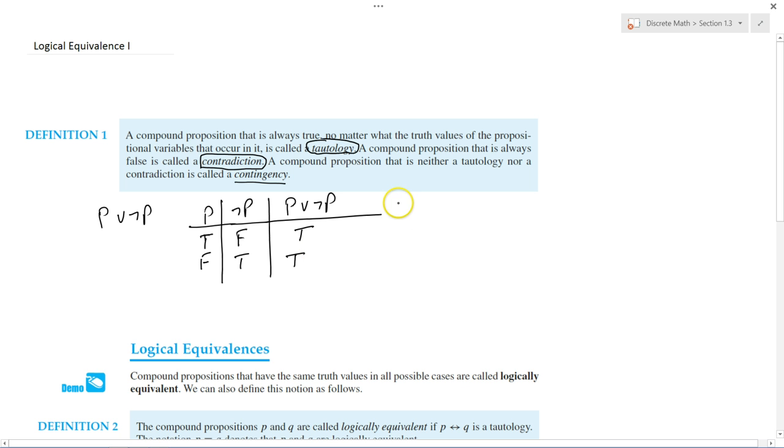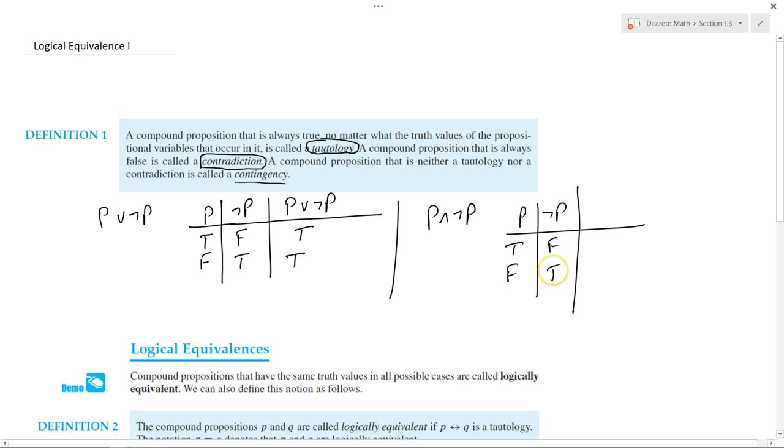Another example is P and not P. P and not P in this case is always false, so P and not P is considered to be a contradiction. How do we know that this is always false? Let's look at the truth table again and see. So we got P and not P. I'll just copy the table here to the other side, false and true, and let's calculate P and not P.